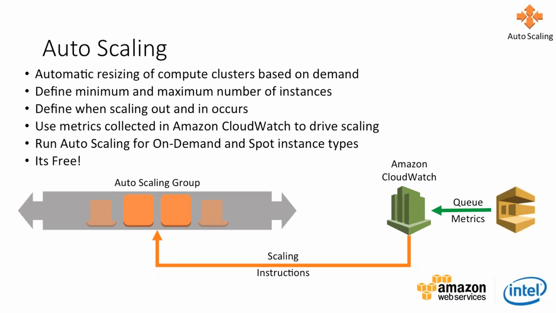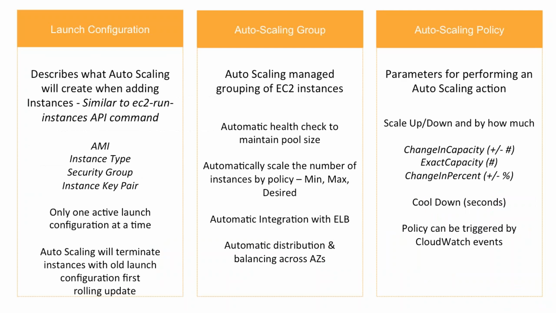All right. So basically, these are the various components of an auto-scaling group. You have a launch configuration, which defines what auto-scaling will create when it adds new instances. So you have your AMI, your instance type, your security group, and your key pair in your launch configuration. You have an auto-scaling group, which is the managed group of EC2 instances. You say, I want a minimum of so many instances, a maximum of so many instances, and at all points in time, I want to maintain this desired capacity.